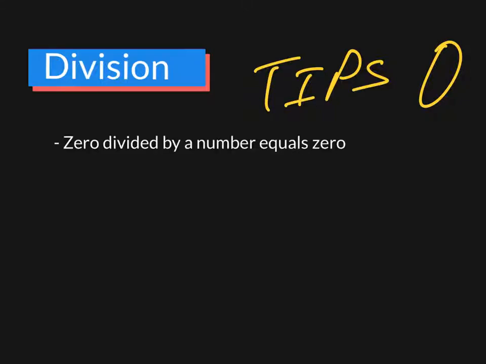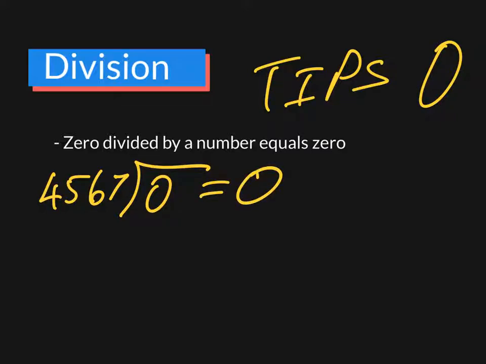So here are some important tips to remember about division that involves 0. First, 0 divided by any number equals 0. So let's say you have 0 cupcakes and you divide them amongst 4,567 people. How many cupcakes does everybody get? 0. Okay? The answer still equals 0.